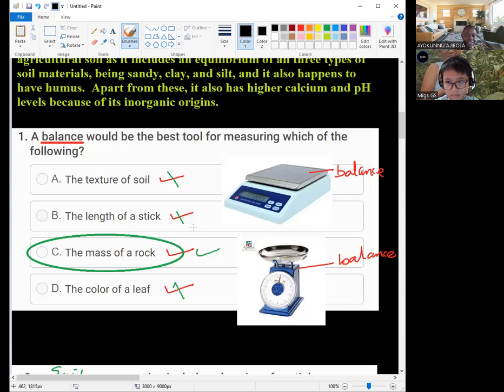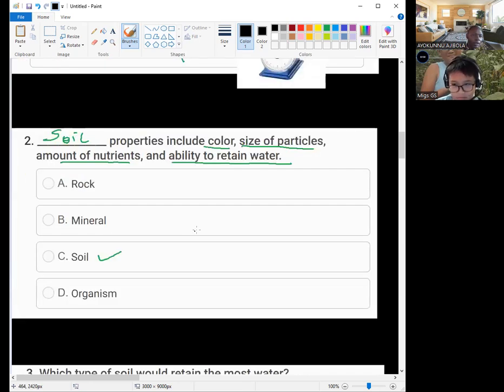Is that clear? Yeah, okay, it's clear. Then the second one, soil properties. What are soil properties?